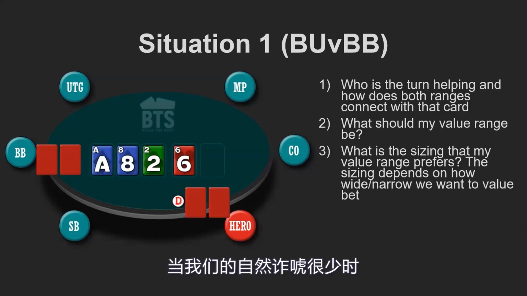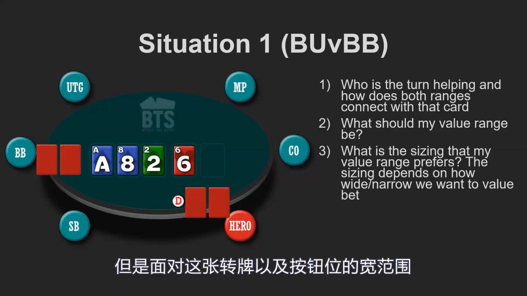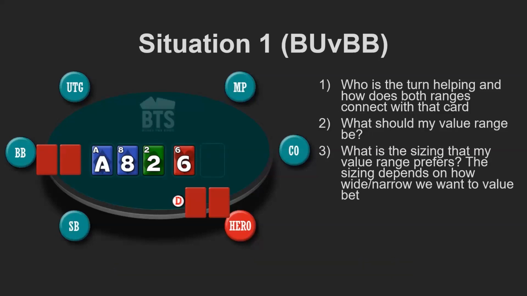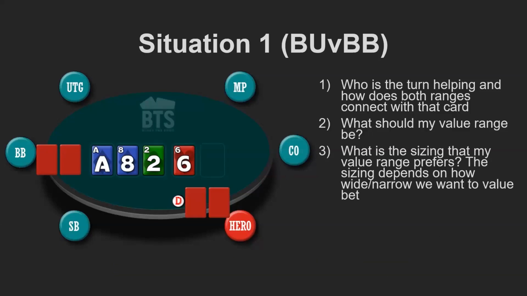When we have fewer natural bluffs, we need to include more blocker type hands. But on this specific turn card, with our button's range being quite wide, we're going to have hands like 5-3 suited, 4-5, like 7-9, 7-5, all the diamond draws. So basically, those are the first draws that you want to be betting.